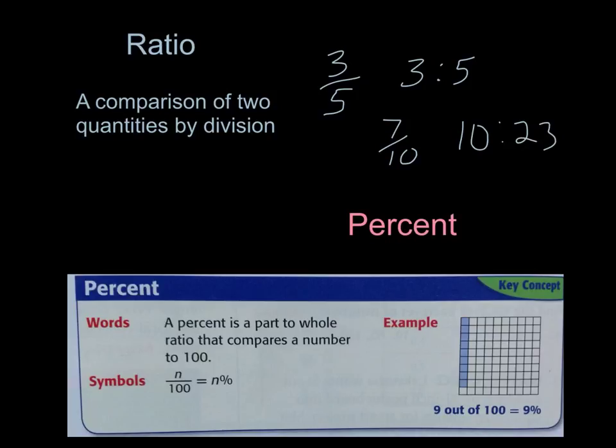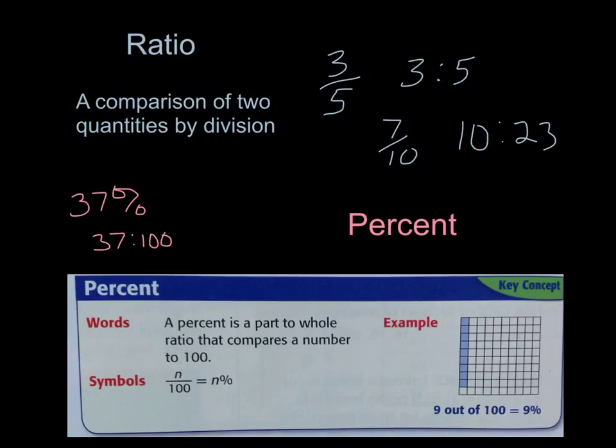When we have ratios that compare a number to 100, we have what's called a percent. The percent symbol looks like this, and over here you can see they had 9 out of 100, and that would be 9%. Cent, when you think in terms of money, 1 cent is worth 1/100th of a dollar, because it's worth one penny. So cent means 100. So if we had, let's say, 37%, that would be 37 out of 100.